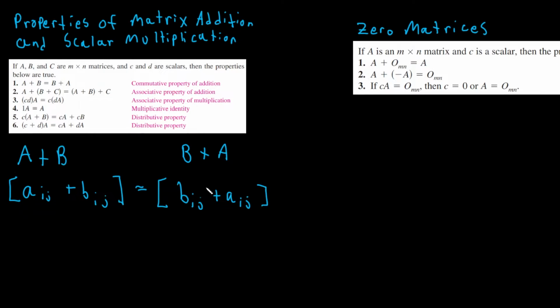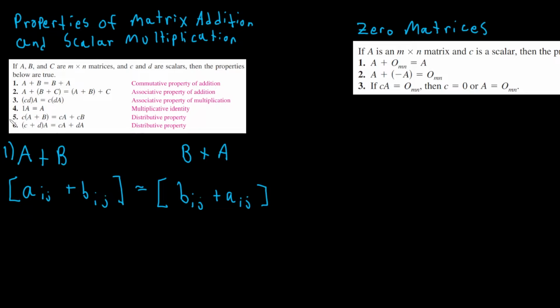All I'm really doing in both cases is taking a term from each matrix and adding it to its corresponding term in the other matrix to generate a new term in the sum. This is how we write out the notation in mathematical terms, but intuitively it should make sense that matrix addition is commutative, and this is the first property that I have written here.